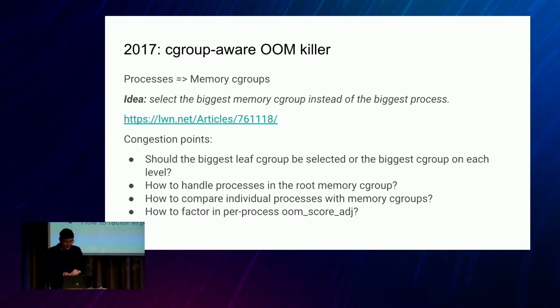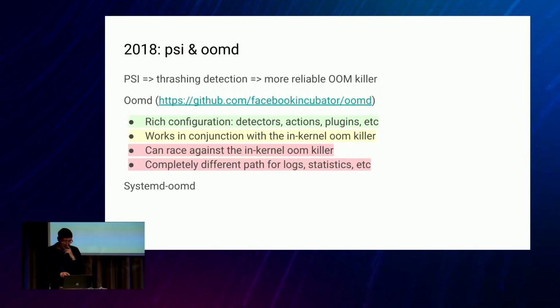But a few months later, Johannes Weiner developed this thing called PSI, which is pressure stall information. It's a new set of system efficiency, or even better to say system inefficiency, metrics. These metrics basically tell you what percentage of overall system capacity is being lost because you don't have enough memory or enough I/O bandwidth or enough CPU cores.